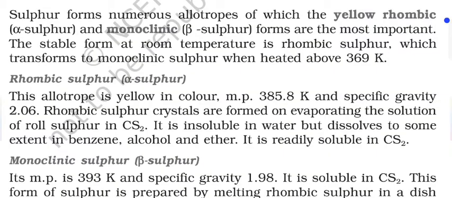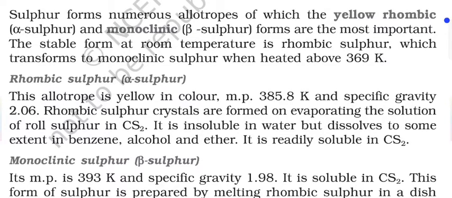Today we are going to discuss sulfur, and the first point is sulfur's allotropic forms. Sulfur forms numerous allotropes, of which the yellow rhombic sulfur or alpha sulfur and monoclinic or beta sulfur forms are the most important. The stable form at room temperature is rhombic sulfur, which transforms to monoclinic sulfur when heated above 369 Kelvin. So first, rhombic sulfur or alpha sulfur.